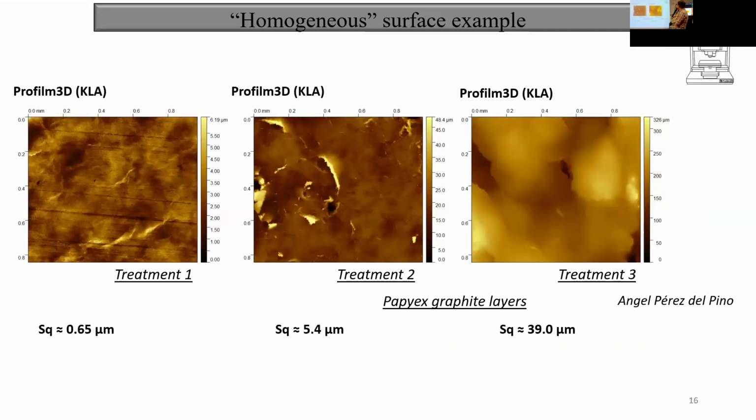This is an example of 3 different samples from Angel, who is doing different laser treatments to these Papyex graphite layers. And we saw how the roughness of the surface is increasing a lot. And these 2 samples would be possible to measure by AFM, but not with the scanner, at least with the scanner that we have available in the lab.